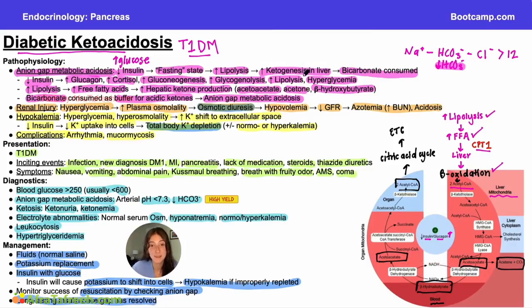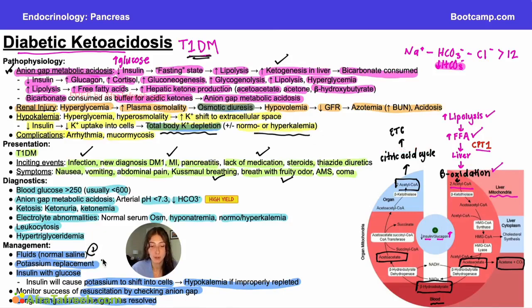I know that was a ton of information. Let's quickly recap what we went over in this video. So DKA is seen in type 1 diabetes, usually in the setting of another stress to the body like an infection, a heart attack, or just lack of medication, lack of insulin. This decreased insulin is going to lead to increased ketogenesis in your liver, which will lead to an anion gap metabolic acidosis, small breaths, breath with fruity odor, and very importantly, depleted total body potassium, even though you may have high or normal levels of potassium in your blood.